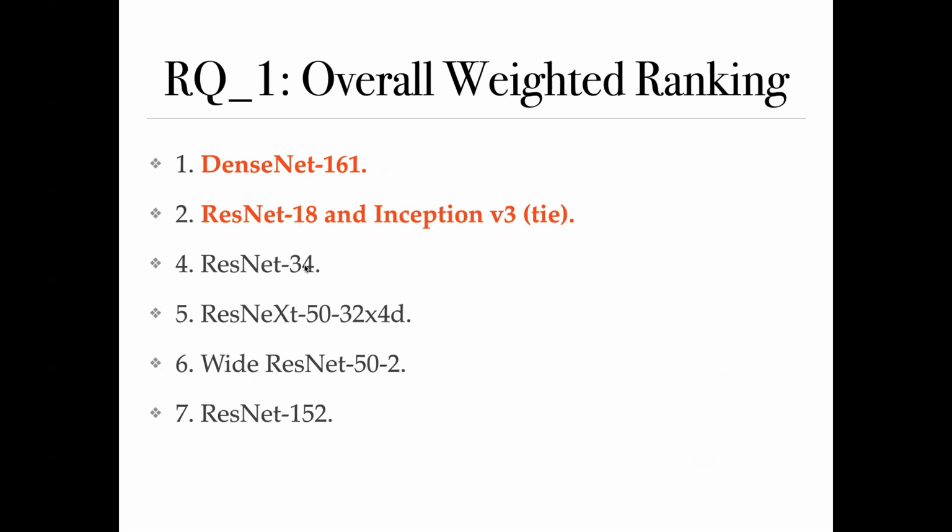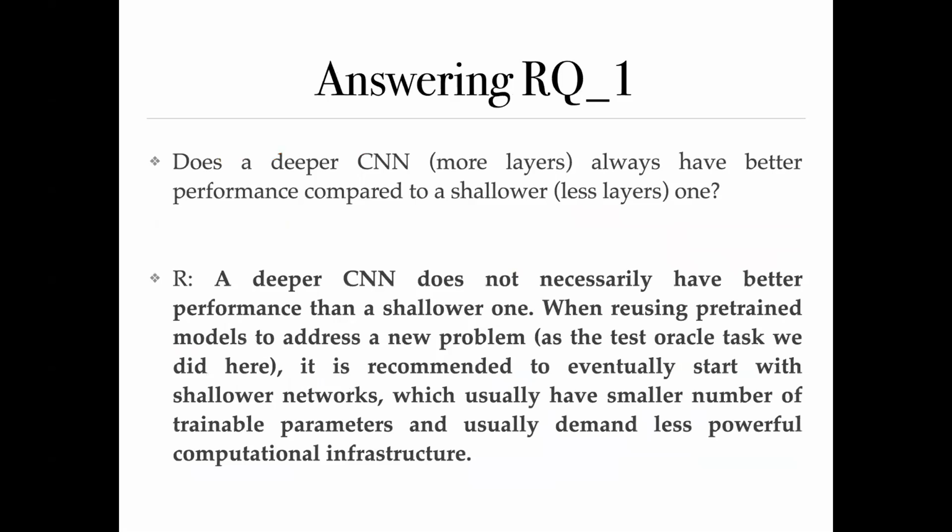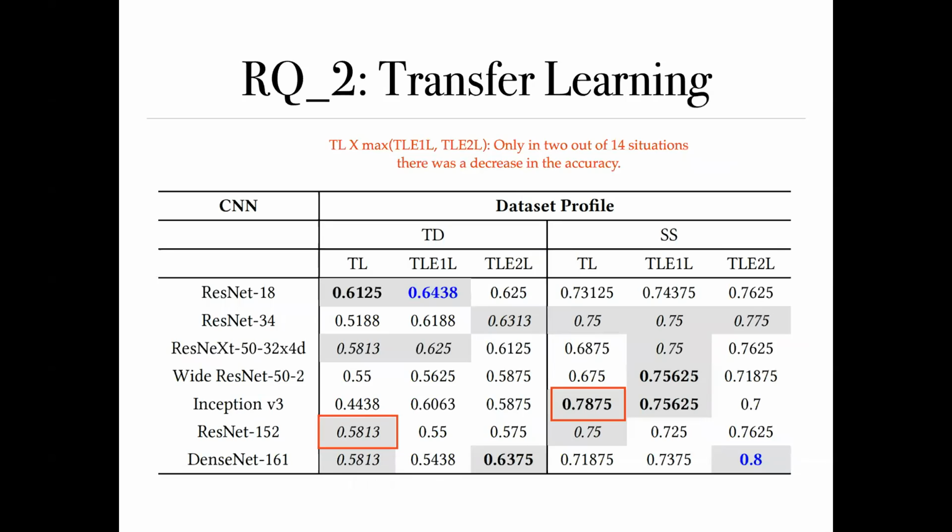After that, we have ResNet 34, ResNet 50, Wide ResNet 50, and ResNet 152. So, to answer question 1, a deeper CNN does not necessarily have better performance than a CNN with fewer layers. When you use pretrained models to address a new problem like we did, it is recommended to start with networks with fewer layers, which usually have a smaller number of training parameters and usually demand less computational infrastructure.